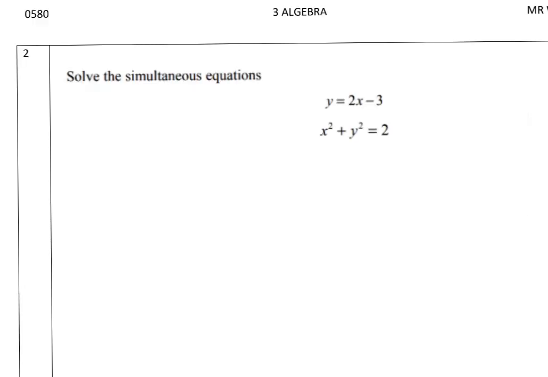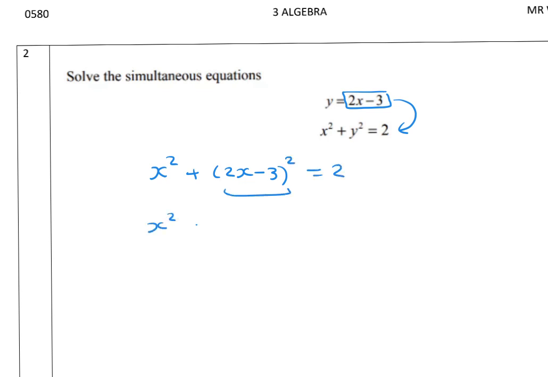Number 2, try by your own, then you check your answer. From the first equation, y equals x minus 3, we substitute in the quadratic. So x squared plus (2x minus 3) squared equals 2. Now expand.